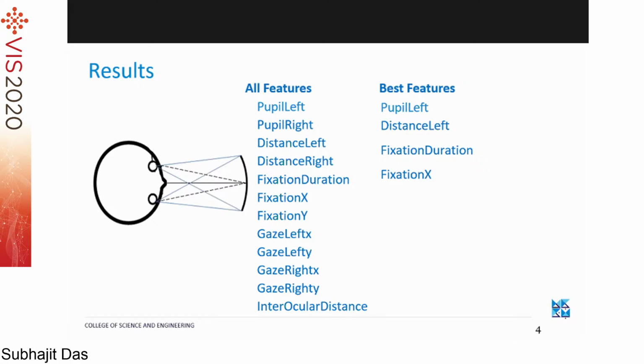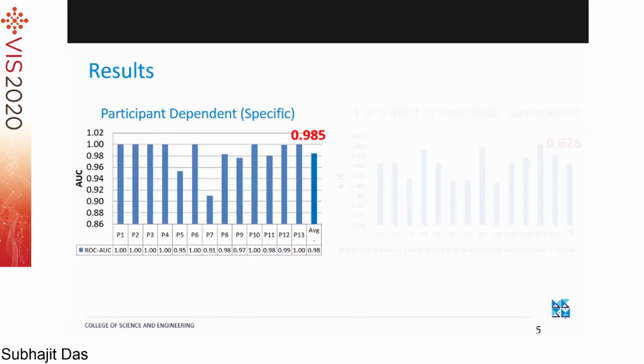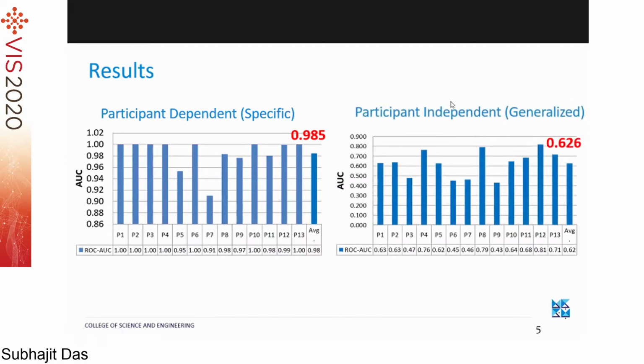So these are the 12 features that we looked at where we're monitoring the eye gaze. And the best features that we identified were the pupil size, the ocular distance to the screen, the fixation duration, and the fixation position. So the participant-dependent model outperformed the generalized one, which shows that there's variation in how they pay attention.